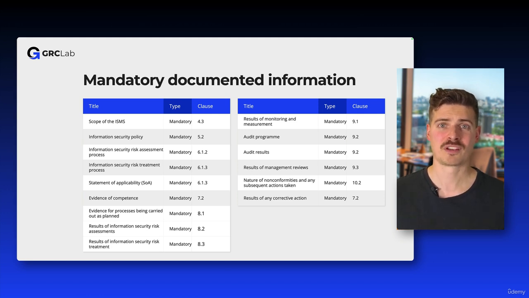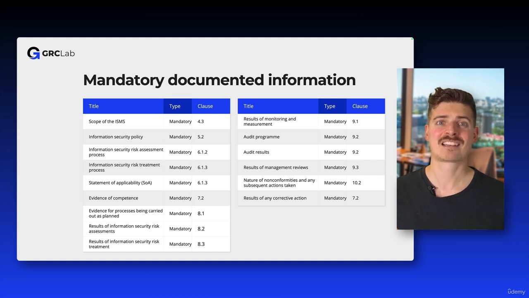Attached to this lecture, you can find a list which contains the mandatory documented information as listed on this slide and a number of possible, I repeat, possible additional policies, processes, procedures, records, and so on that many organizations, I would say, deem as necessary or useful while implementing an ISMS.